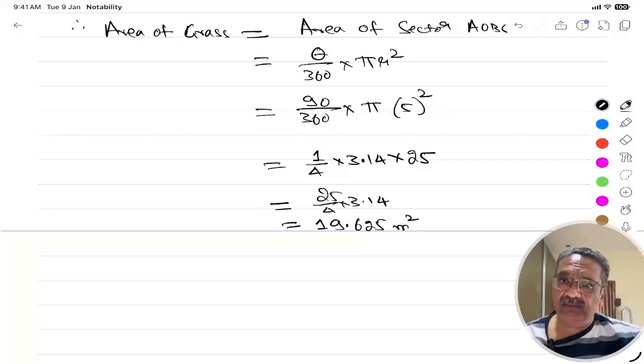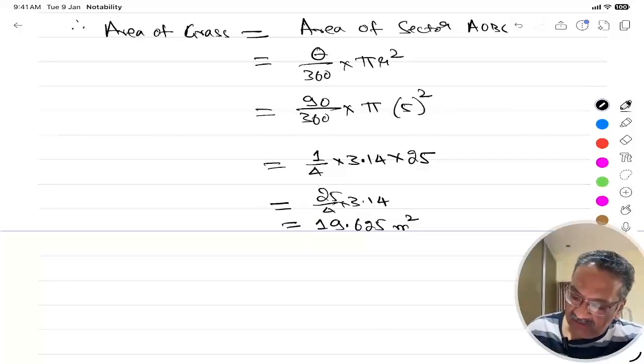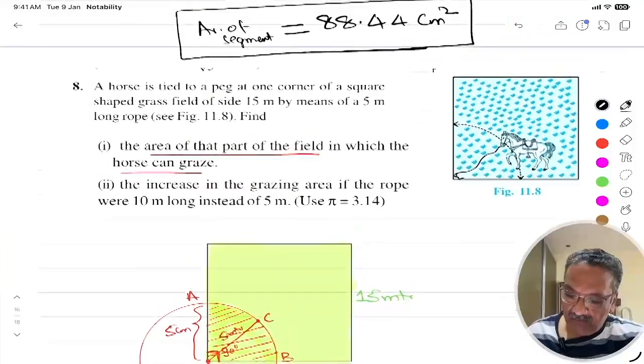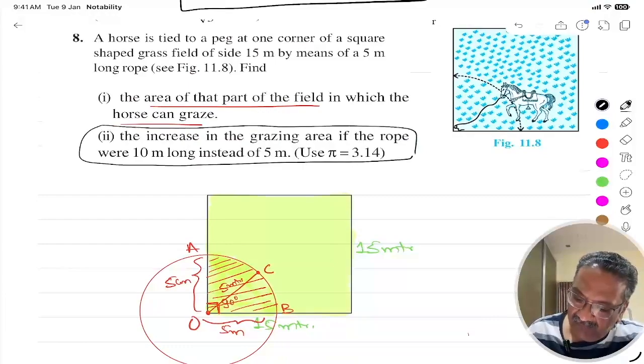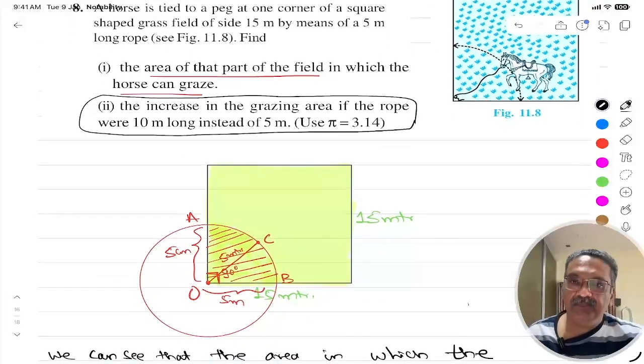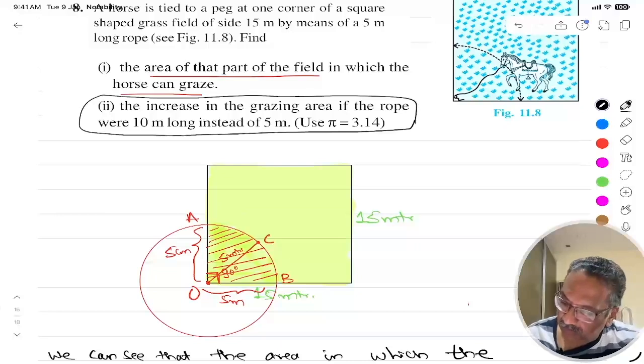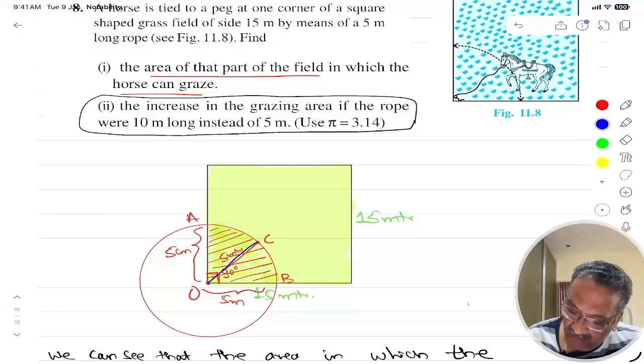Until now we were doing centimeters, in this question it is meters. So what is the first portion answer? 19.625. Alright, now second portion. Let's come to second portion. The increase in grazing area if the rope were 10 meters. Instead of 5 meters, the rope they have given, what happens if it was 10 meters?